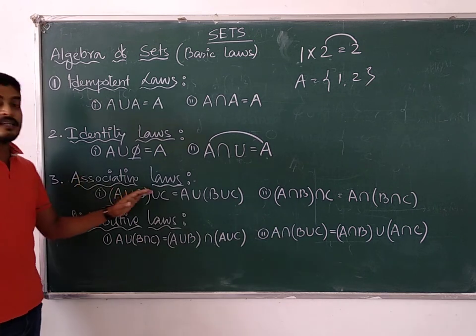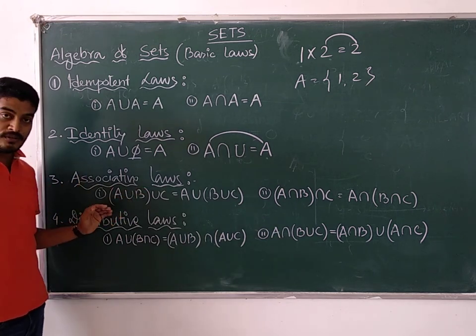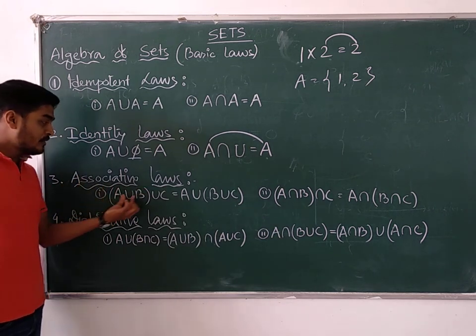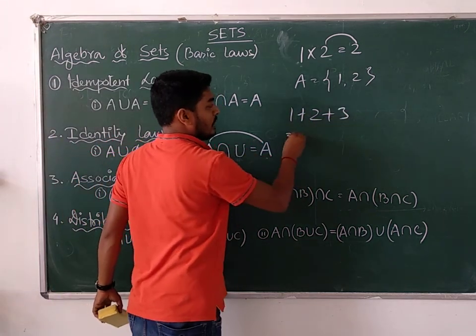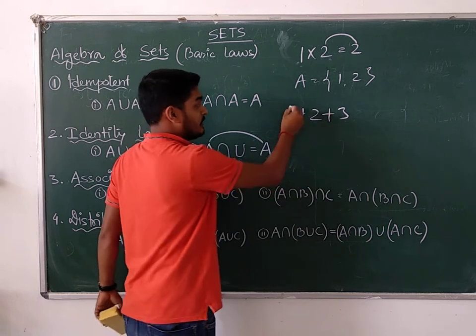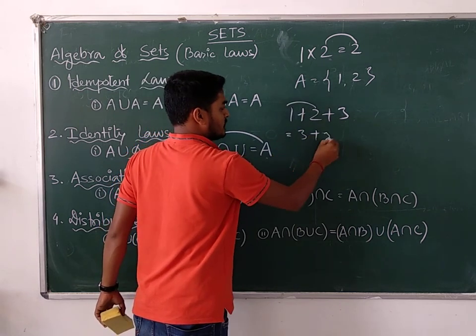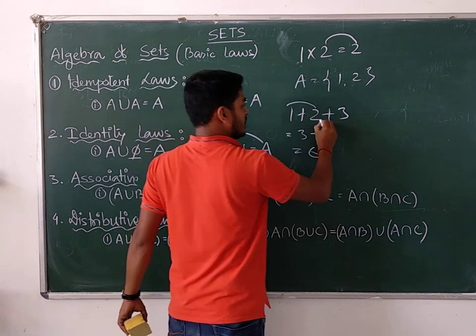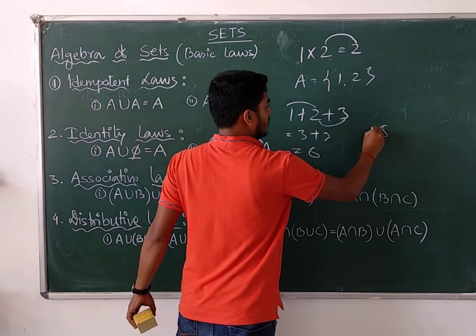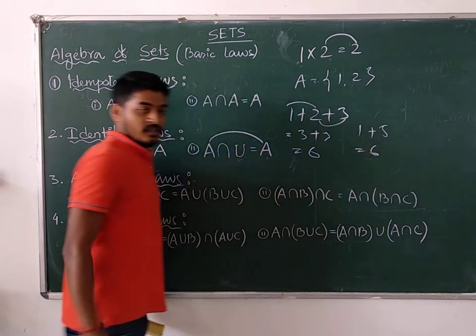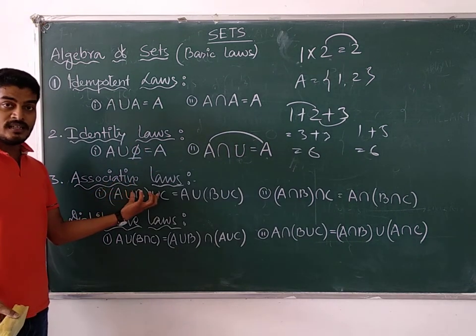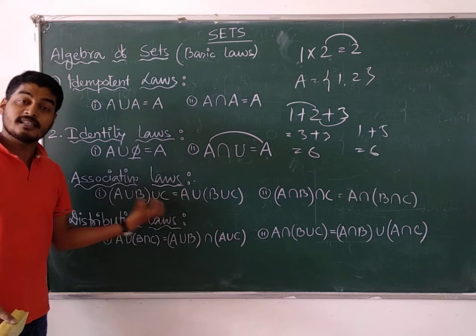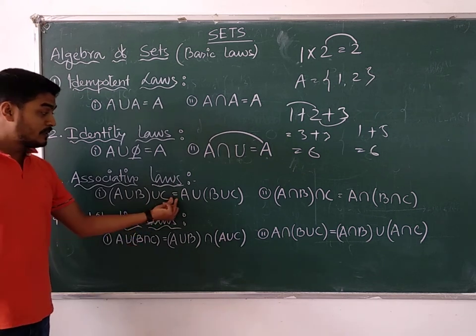Next, associative law. Associative law means you can easily associate A union B union C. Suppose you have to add 1 plus 2 plus 3. Whenever you add, you can use any 2. Either you can use 1 plus 2, 3, then 3 plus 3, what is the answer? 6. Or you can start this way also: 2 plus 3, 5, plus 1, what is the answer? 6. It does not matter which element is taken first, after all the value will remain the same.